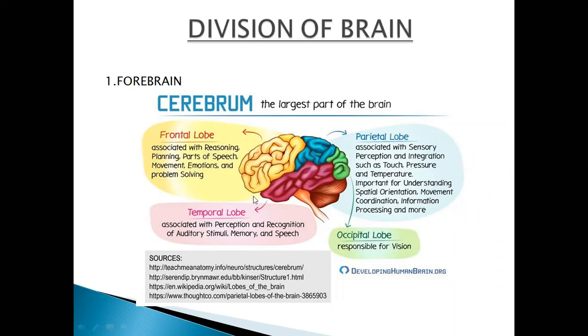Next is the temporal lobe, the third lobe. And for this, who else is participating in the class? Iza. We give her the name temporal lobe, associated with perception and recognition of auditory stimuli, meaning hearing, memory, and speech. So temporal is Iza, and she is concerned with hearing and smell. Everyone remember Iza with these two functions.